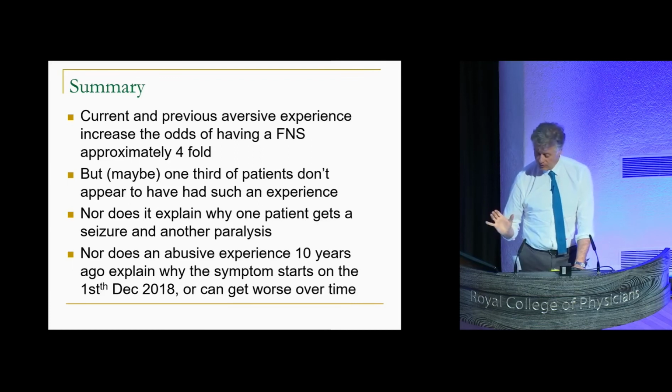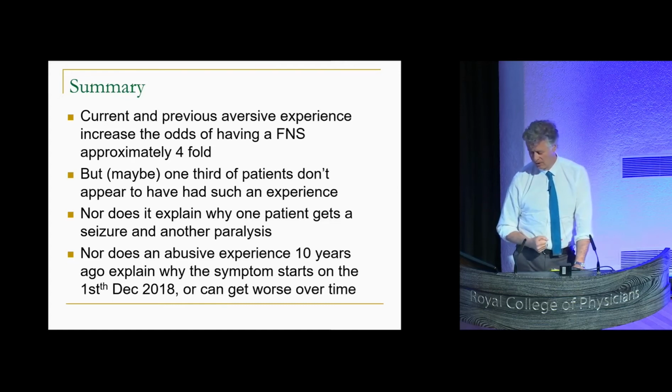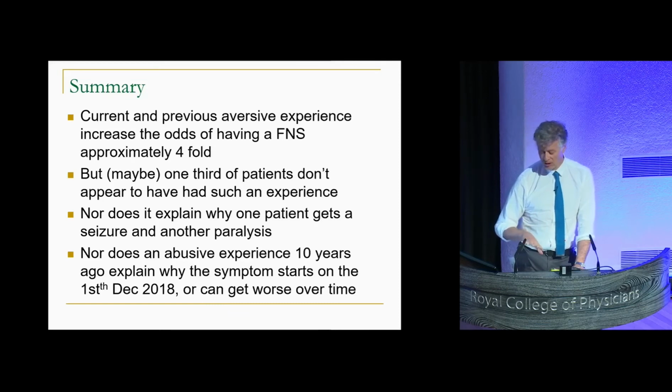But a significant proportion, and we don't know how many, we might guess a third. It's very hard to do research. Maybe they don't have such an experience. It doesn't really explain why one patient gets a seizure and another paralysis, or indeed why some patients just get depressive illness and no functional symptoms at all. And it certainly doesn't explain why it starts on a particular date. So these are things we've got to think of.